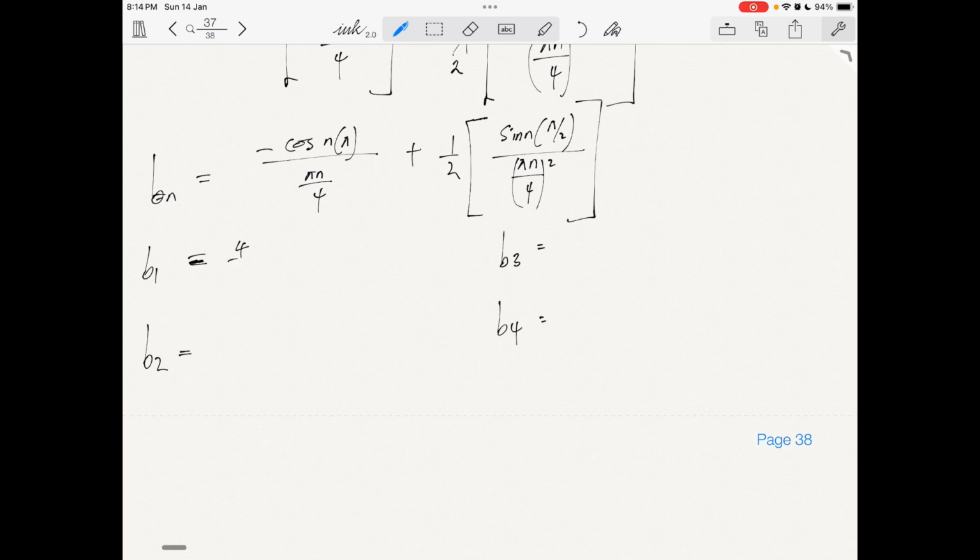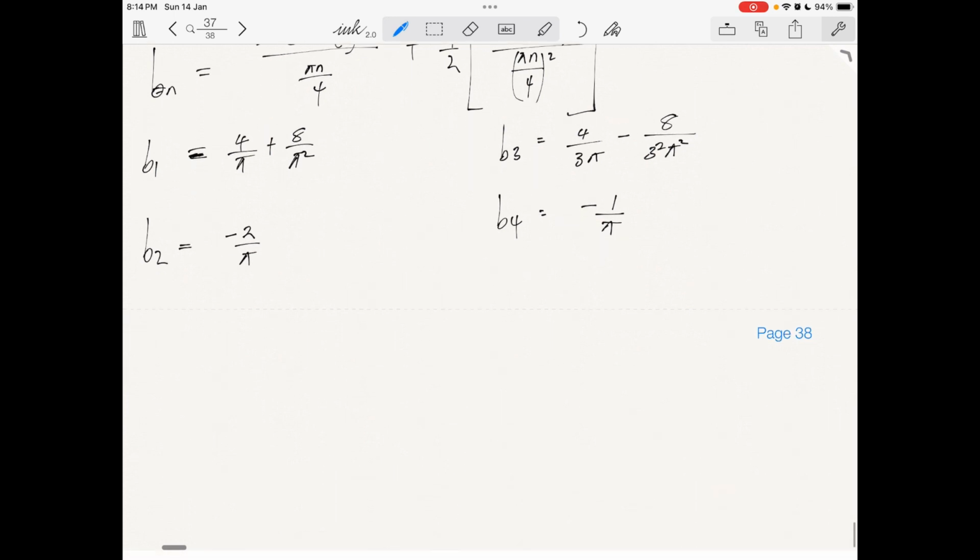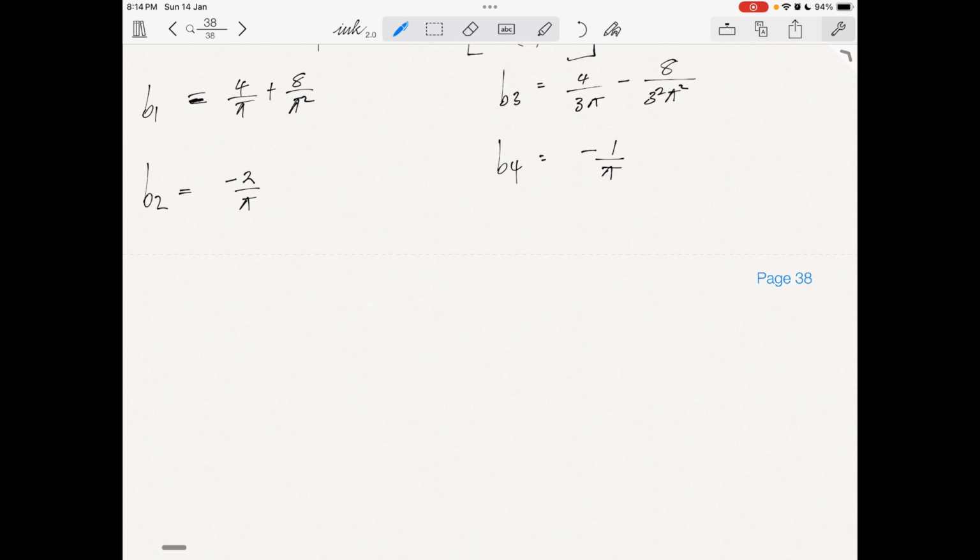B1 is equal to 4 over pi plus 8 over pi squared. B2 will give us minus 2 over pi. B3 will give us 4 over 3 pi minus 8 divided by 3 squared pi squared. And B4 is going to give us minus 1 over pi. So after this is done, we have our values of B1, B2, B3, and B4. And we also record that A naught is equal to 0 and An is also equal to 0.